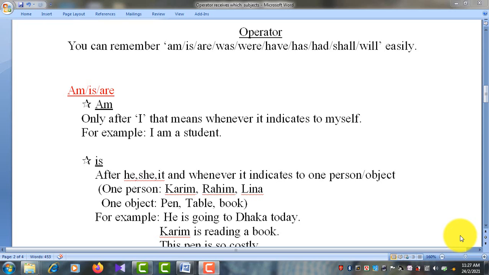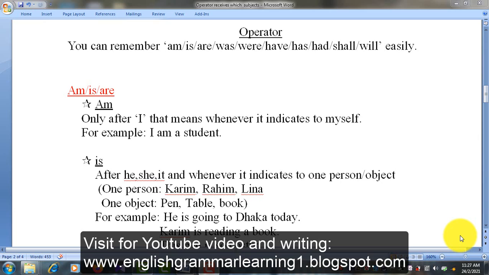Now I am going to teach you about operators, which are very important for learning English. Dear students, don't skip the video lest an important point should be missed. Operator. You can remember some operators like am, is, are, was, were, have, has, had, shall, will very easily.